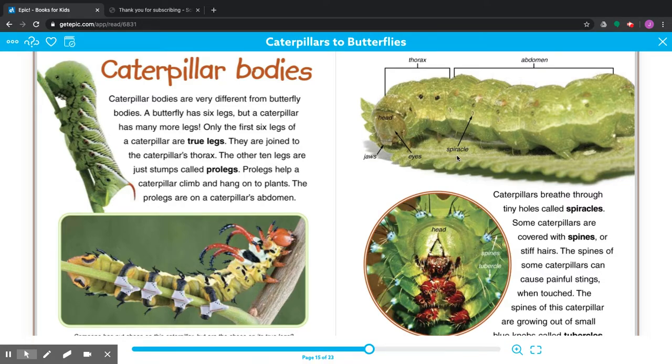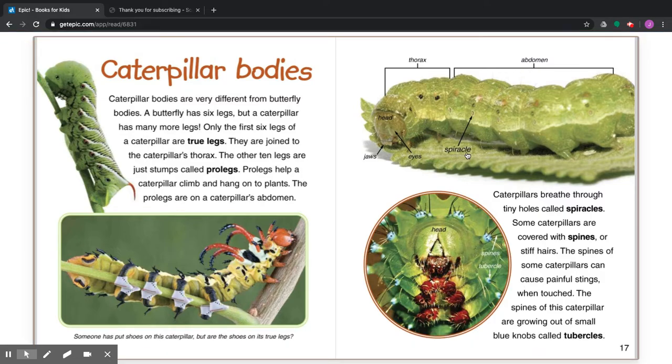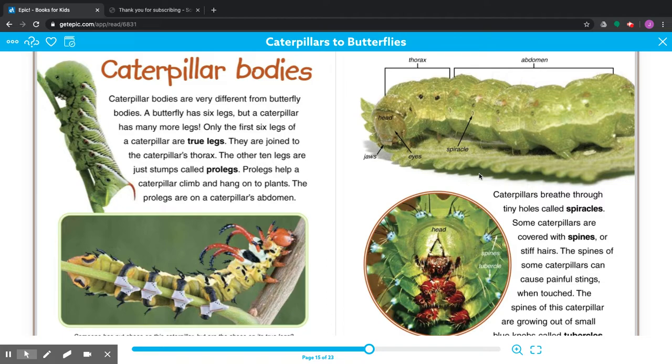And then over here, we have something called a spiracle. I don't know what that is. Let's continue reading to see if we can find out. Caterpillars breathe through tiny holes called spiracles. Interesting. Some caterpillars are covered with spines or stiff hairs. Once again, it gives us a new word, spine, and then it tells you what the word means right after.